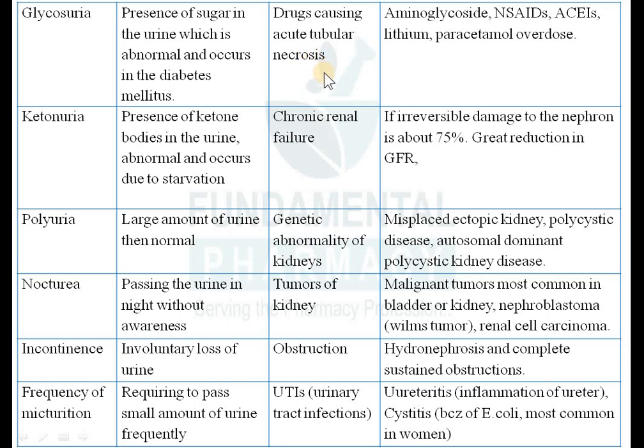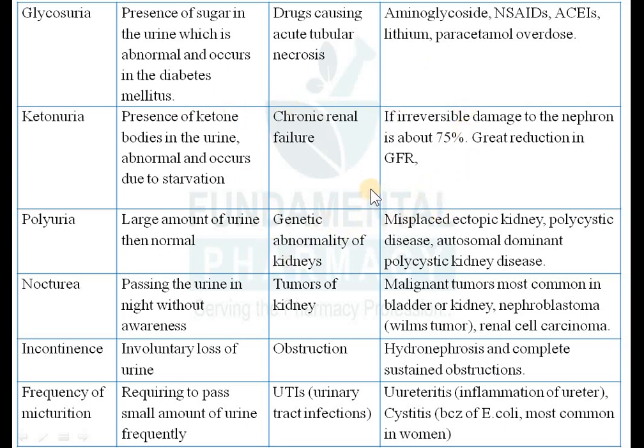Now, which are the drugs that can cause necrosis of your tubules? So, aminoglycosides, then analgesic antipyretics, that is NSAIDs, then ACE inhibitors, lithium, paracetamol overdose. So, they are nothing but nephrotoxic. Okay, you must have seen that if you take too many painkillers, your kidney will get damaged, because they cause tubular necrosis.